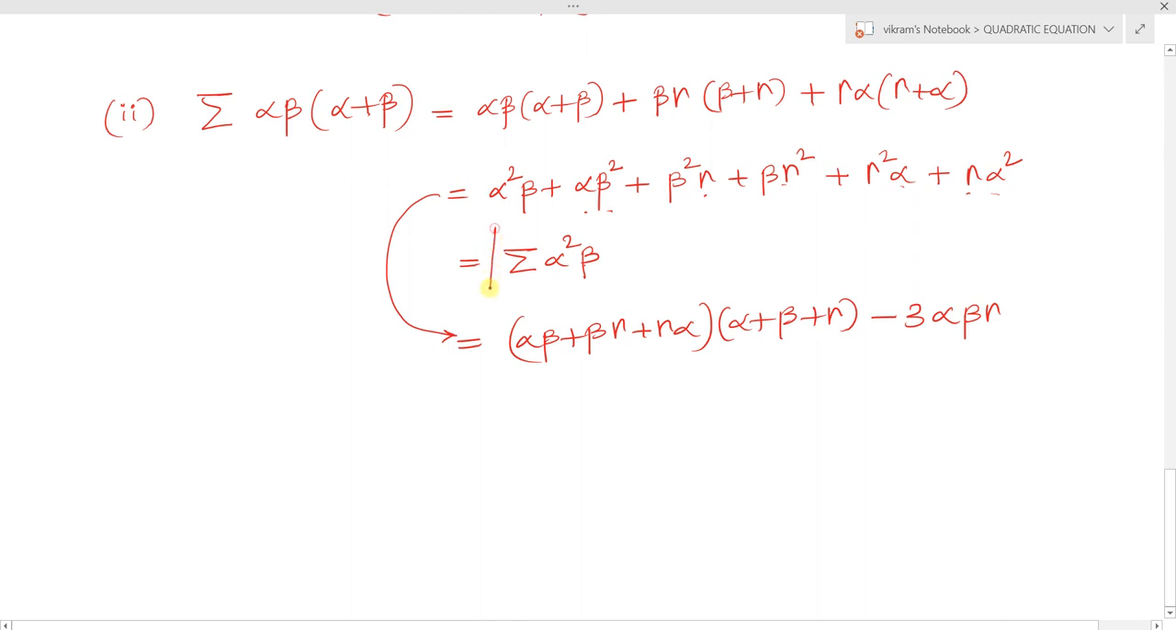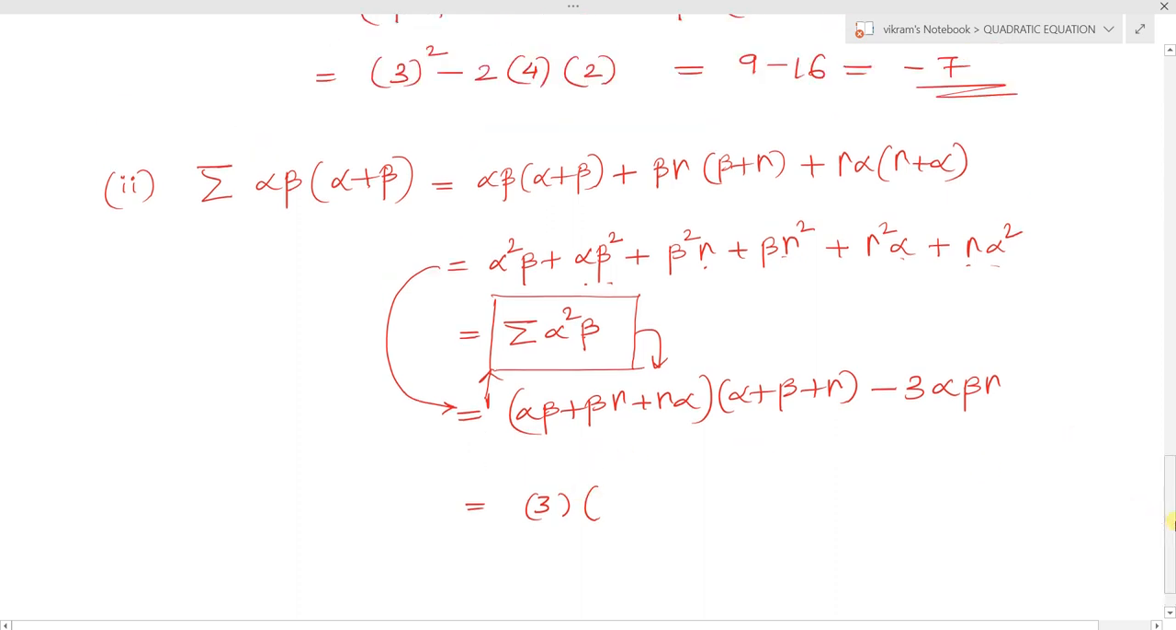So always try to make this point: summation of alpha square into beta can be written in this form. Now if you simplify this, you will get the above result. And we have the resultant: alpha beta plus beta gamma plus gamma alpha from the given question, and alpha beta gamma from the given question. Let's go again over what resultant we obtained over here.